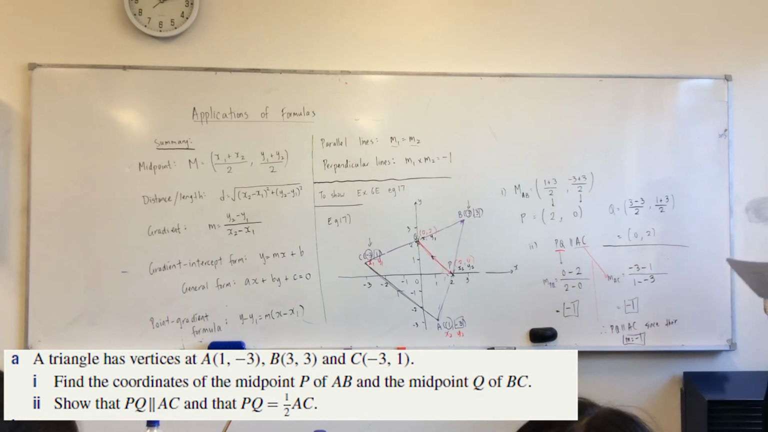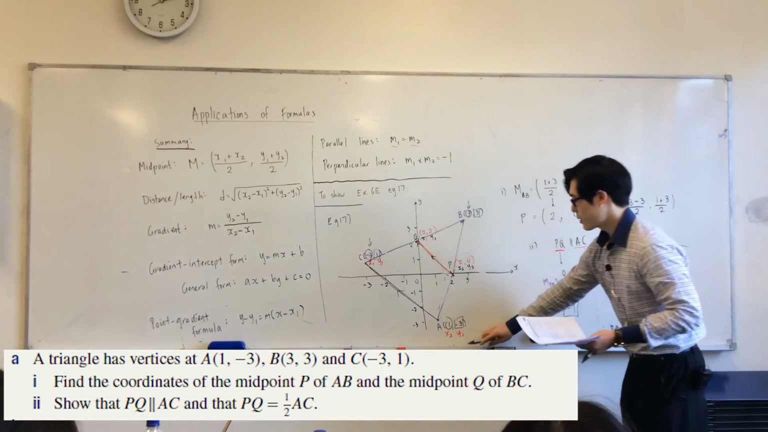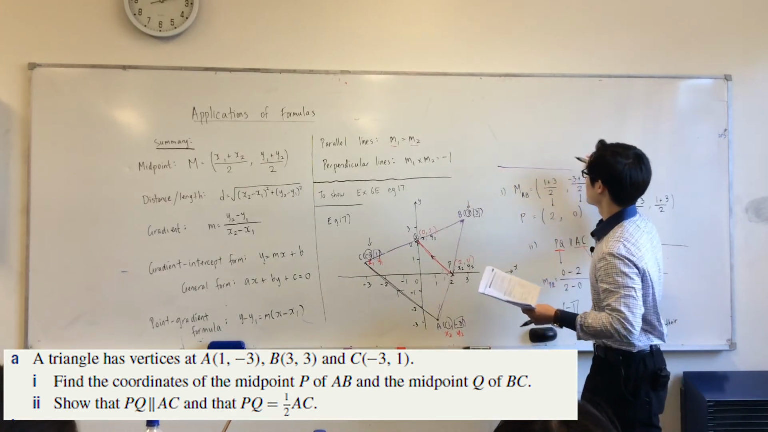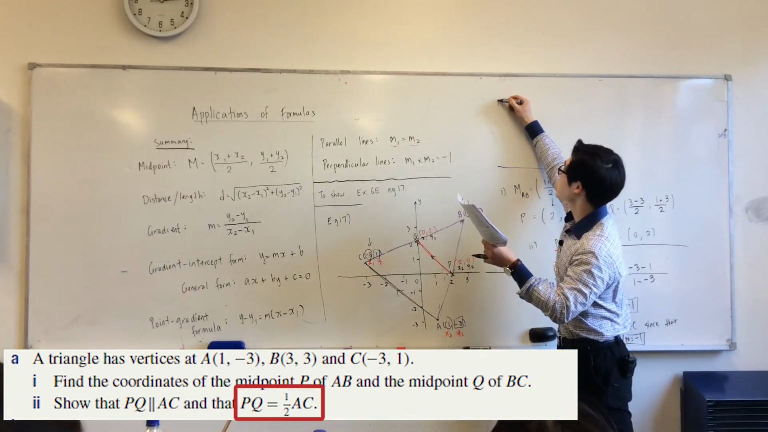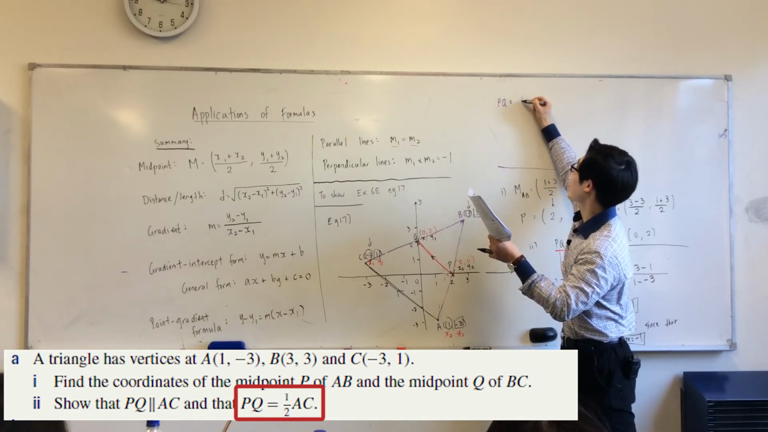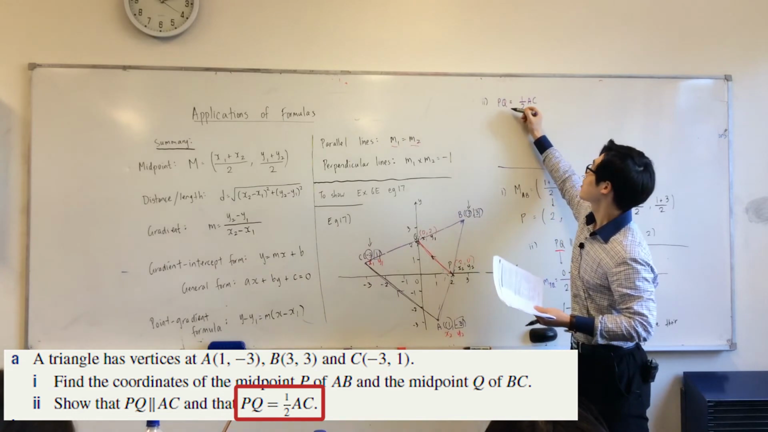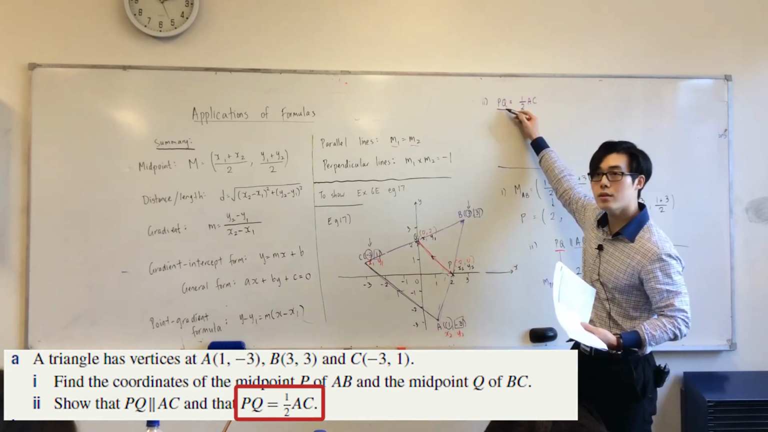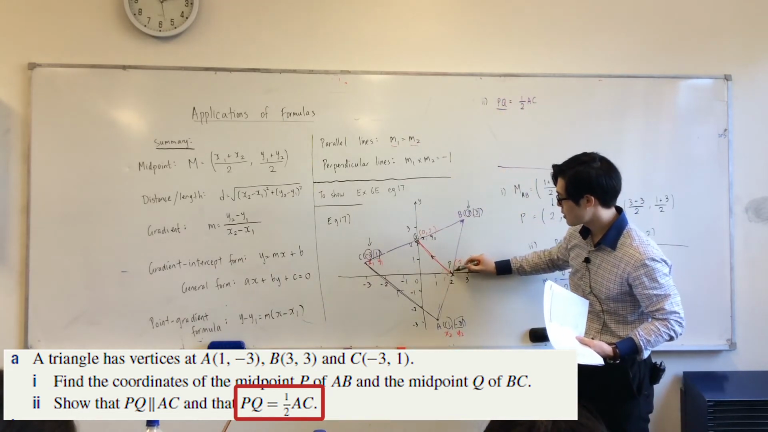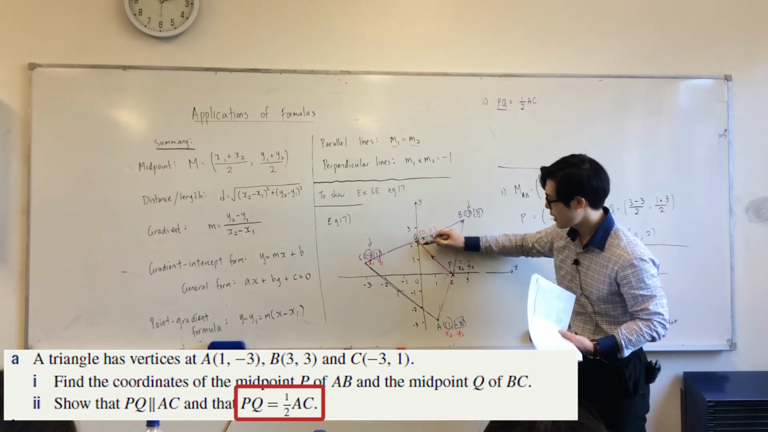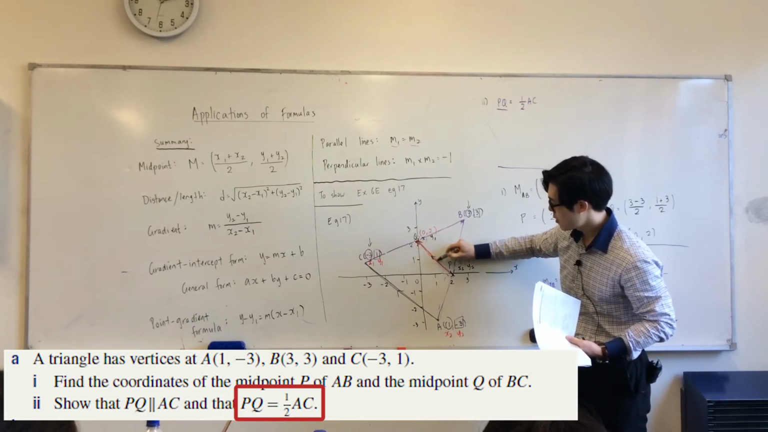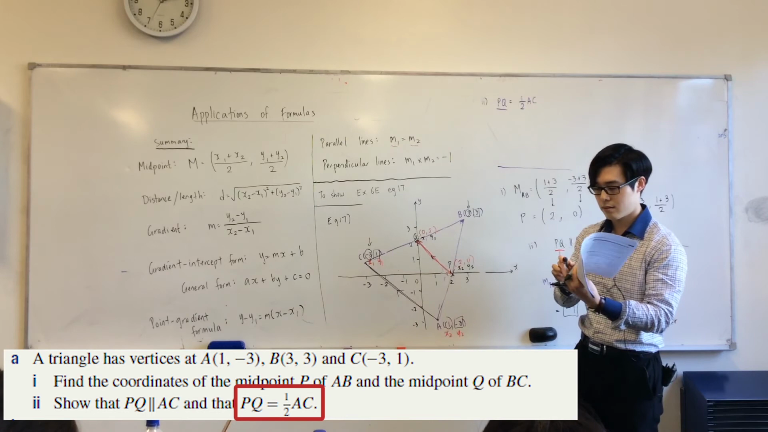We also have to prove, in that same question, that PQ is equal to half of AC. Girls, what does that mean? That means they want you to find the distance PQ. So, the same line here. How do we do that? Let's find that distance.